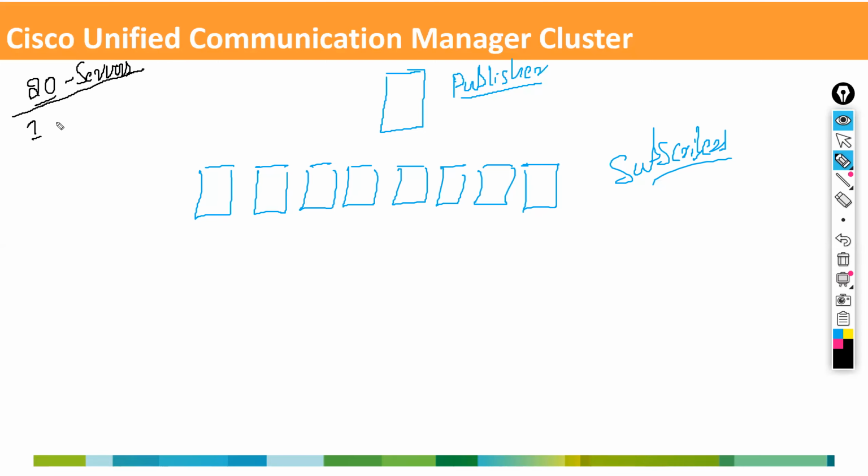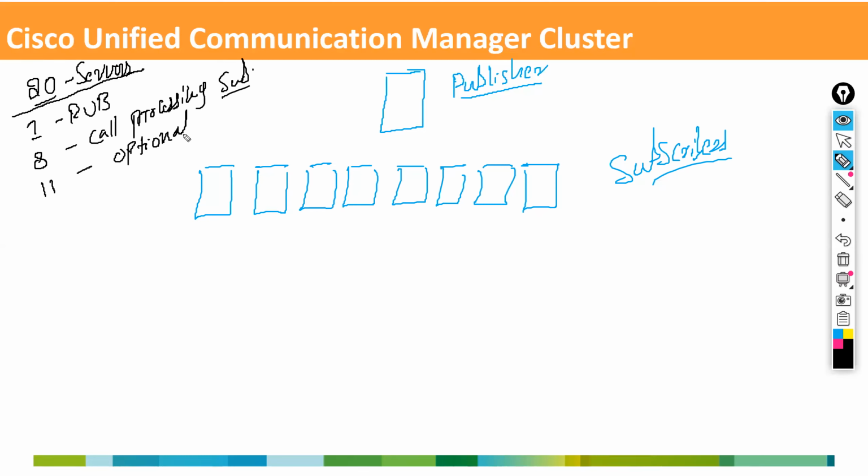one server is the publisher, pub. 8 servers are the call processing subscribers, sub. Okay. One publisher, 8 call processing subscribers. The remaining 11 servers are optional. This is the concept we have in the cluster. In one cluster, maximum 20 servers we can place. One is the publisher, 8 are call processing subscribers, and 11 are optional servers.